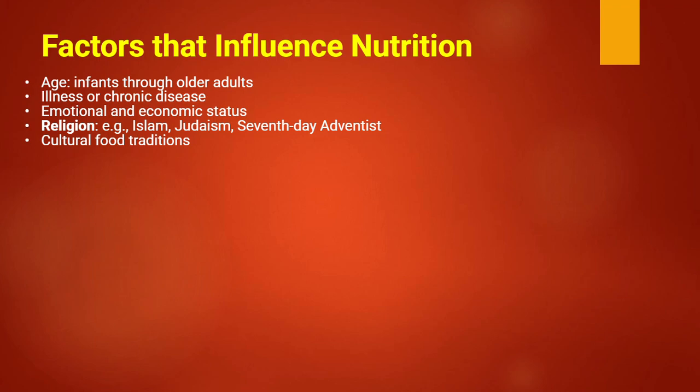Illness is another critical factor. Chronic diseases like diabetes, kidney failure, and heart disease often require strict dietary modifications. For example, kidney patients may need to limit protein, potassium, or sodium. Illness can also decrease appetite, which complicates recovery. Emotional status has a large impact as well. Stress, depression, and anxiety can all change eating patterns, leading to overeating, undereating, or reliance on unhealthy comfort foods.